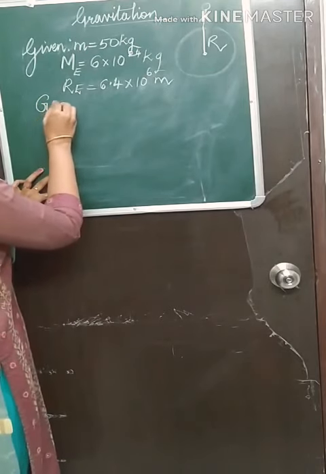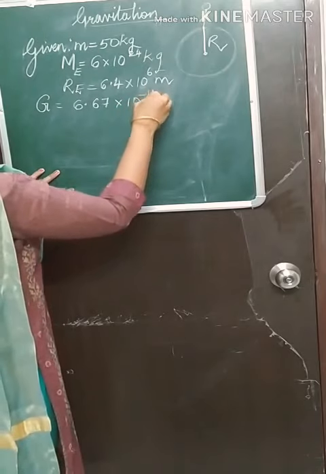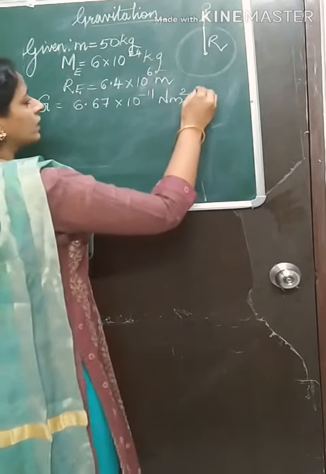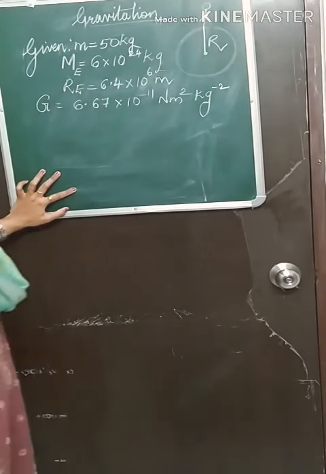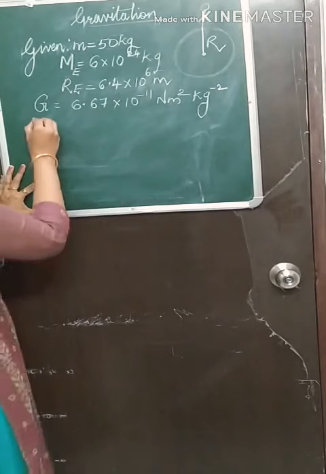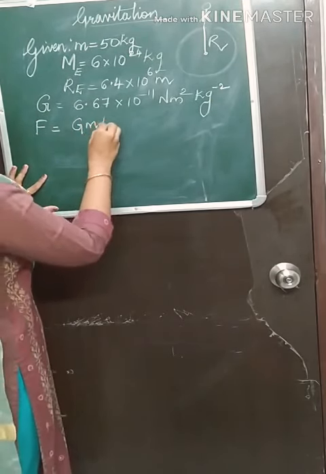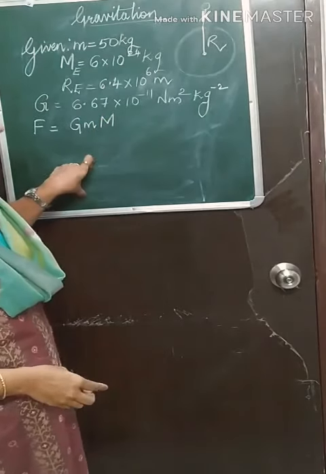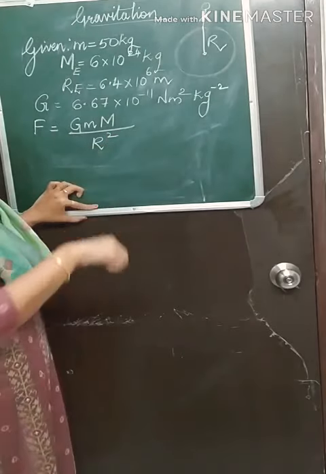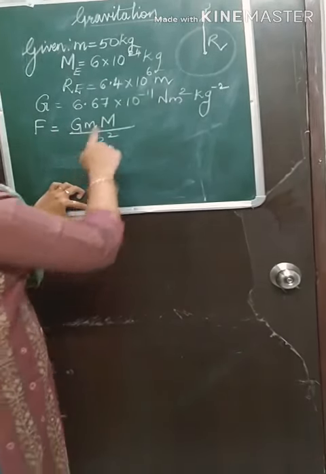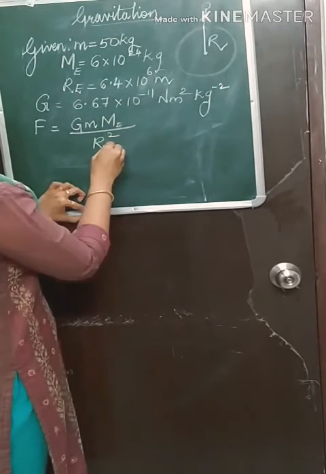Now we all know G is equal to 6.67 into 10 raised to minus 11 Newton meter square kilogram square. Here I wrote kilogram raised to minus 2. Then using the same formula, F is equal to G M, where the other mass is the Earth's mass, capital M, upon R square, the Earth's radius, capital R. For planets, we will always use capital letters. Because it is Earth, I have written E for Earth.